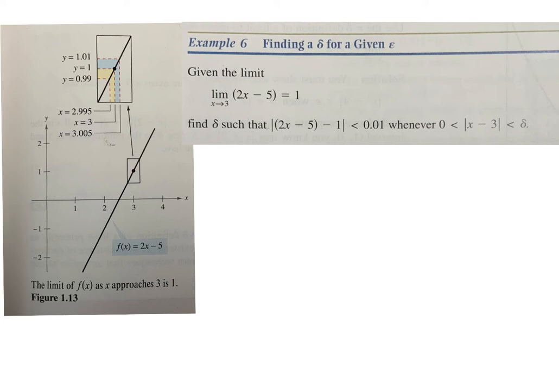And so all we're doing here is saying, well, if epsilon is this, what is delta? So this one, they said, find the delta for a given epsilon. Given the limit of 2x minus 5 as x approaches 3 equals 1. Find delta such that the absolute value of 2x minus 5 minus 1 is less than 0.01 whenever 0 is less than the absolute value of x minus 3, which is less than delta. Blah, blah, blah.